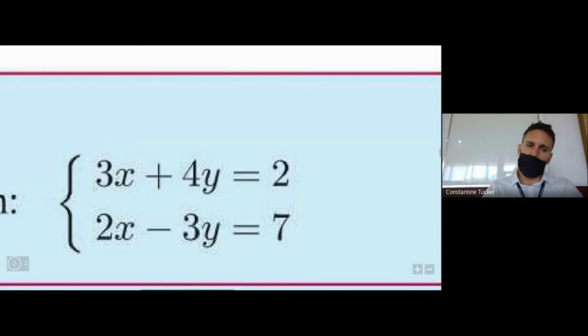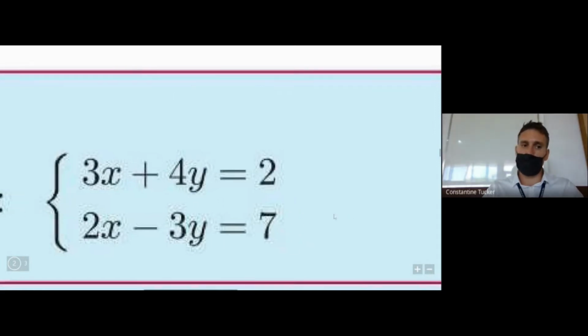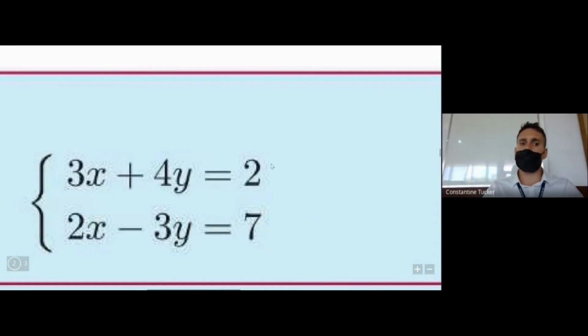But notice here, if I add them, I get 5x, and if I add them, I get positive y. So nothing gets cancelled out. And if I subtract them, neither in that case will I get something simplified to cancel out. So what we do in this case is we use a trick, which is to multiply the first row by a number, multiply the second row by another number. So we want to multiply, and then that way we'll get the same number so we can eliminate them.